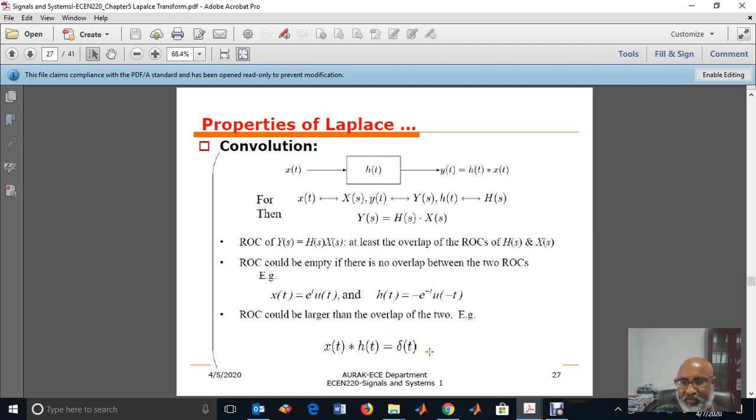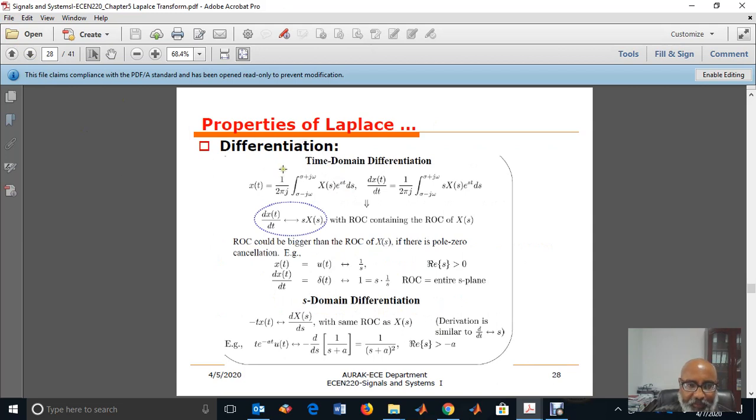So it is the overall S plane. The region of convergence is the overall S-plane. So that means it is greater than the region of convergence of h of t or x of t. All right, the other property is the differentiation property.